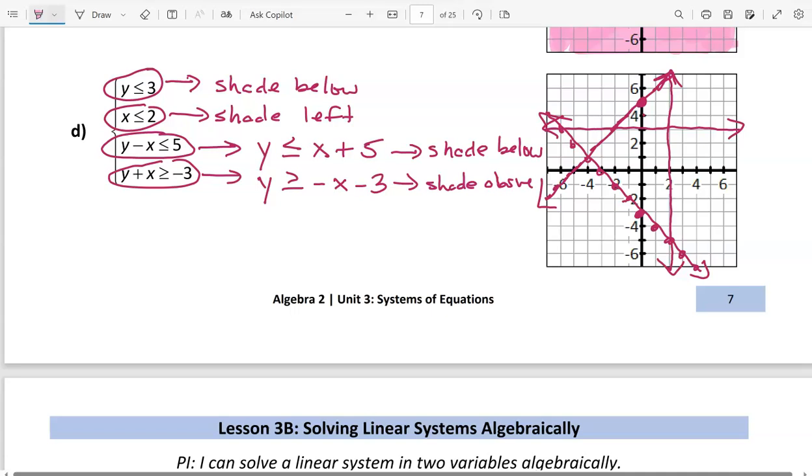So shading below the horizontal line, to the left of the vertical line, and then below y equals x plus 5, and above y equals negative x minus 3. That's going to give us this portion of the graph right here. So above one line, below the other, below the horizontal line, and to the left of the vertical line.